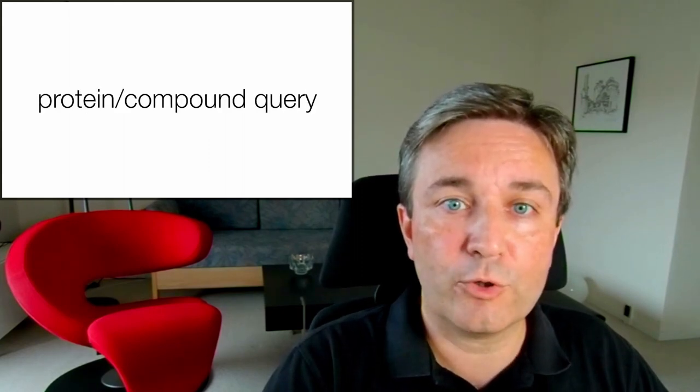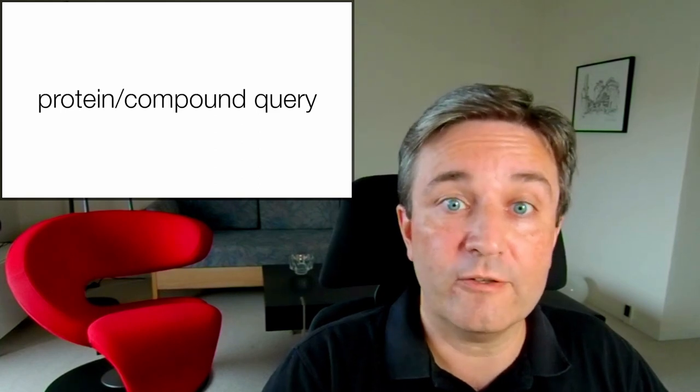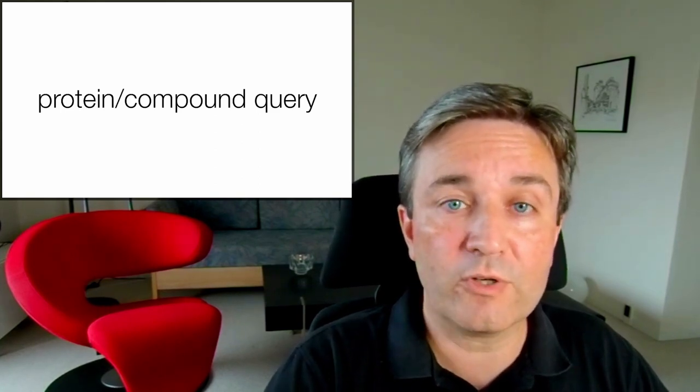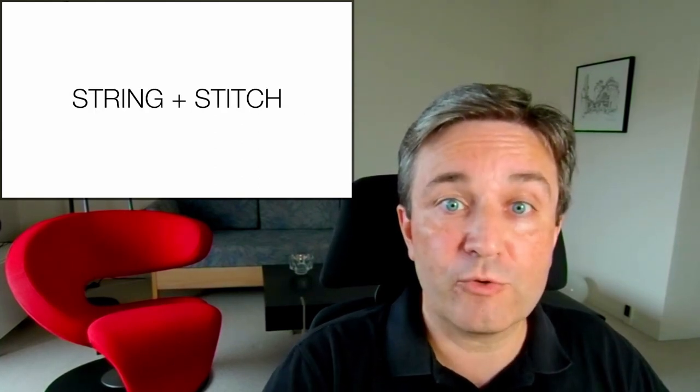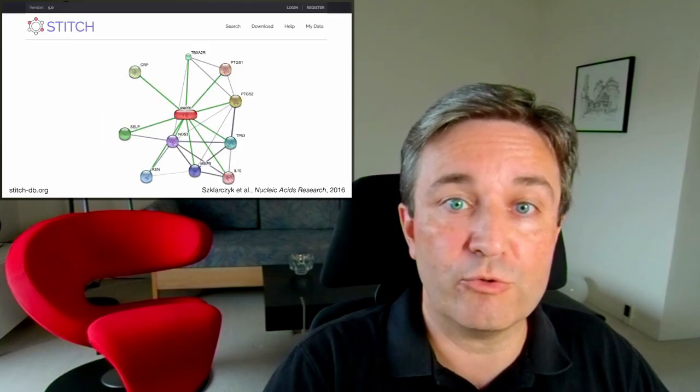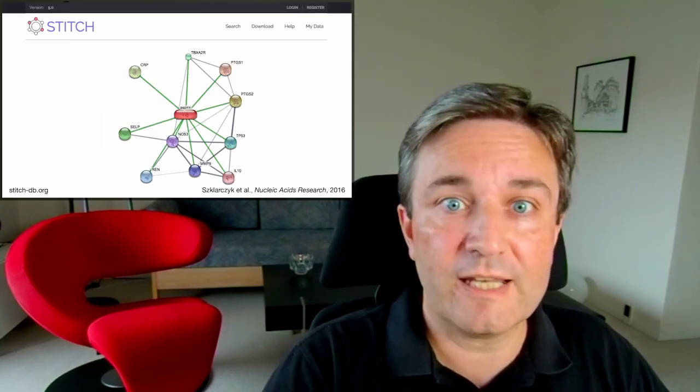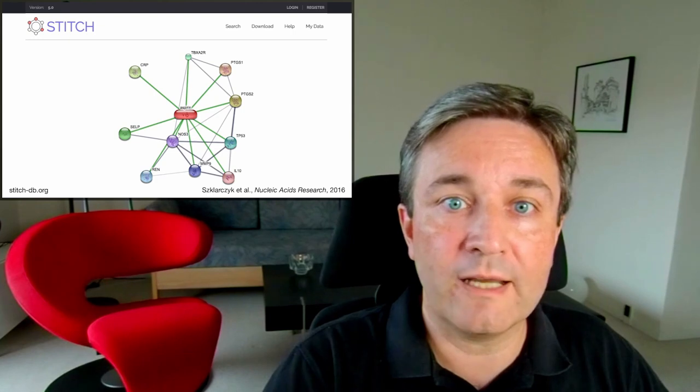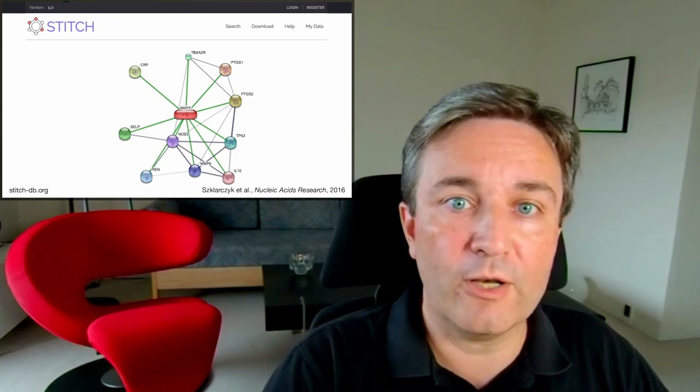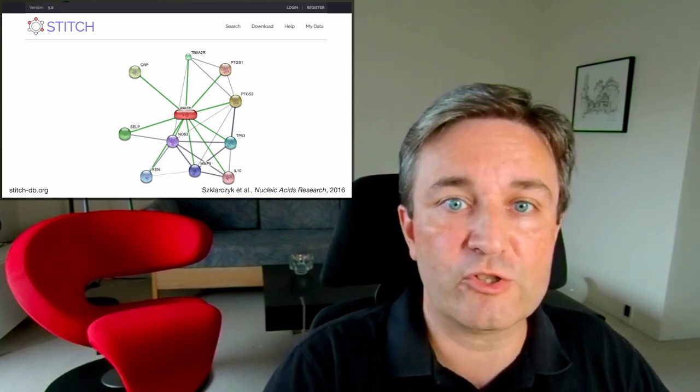Finally, you can do a protein compound query, searching for protein and or compound names, and we search the string and stitch databases to retrieve a network. The stitch database is a sister resource to string, which extends string with small molecule compounds such as drugs and metabolites.